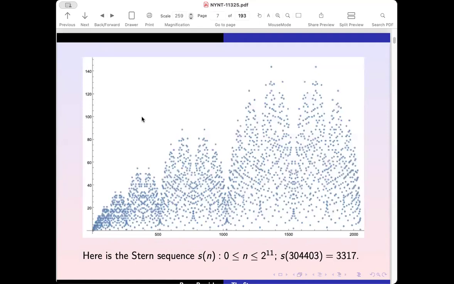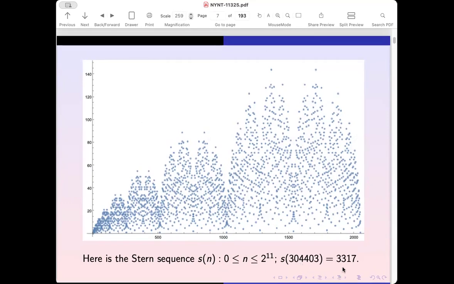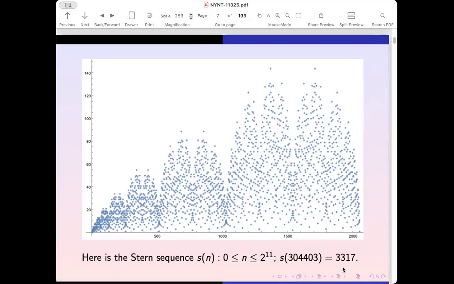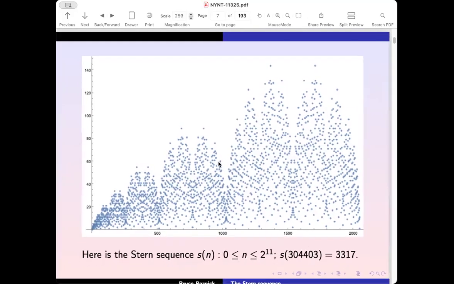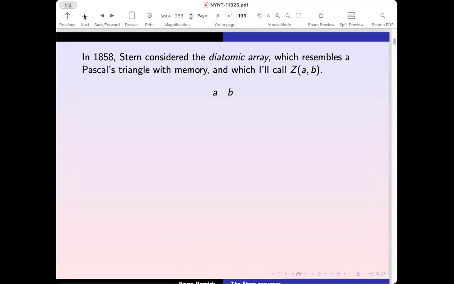So first, this is the Stern sequence. This is a picture of the Stern sequence up to 2 to the 11th. And I thought to give you an idea of what it looks like, since the code is 304403, this is the value of the Stern sequence at 304403. Your silicon friends find it very easy to calculate large values of the Stern sequence.